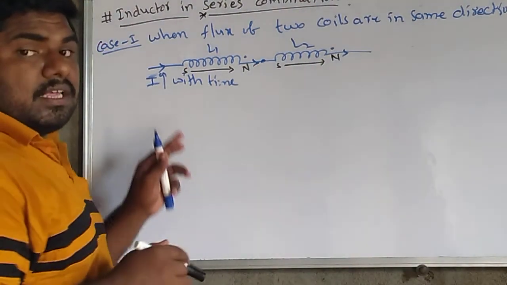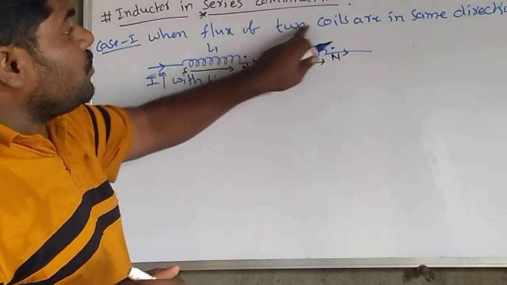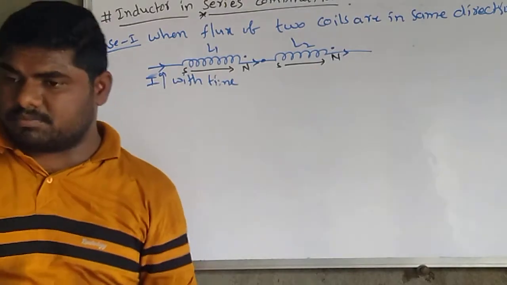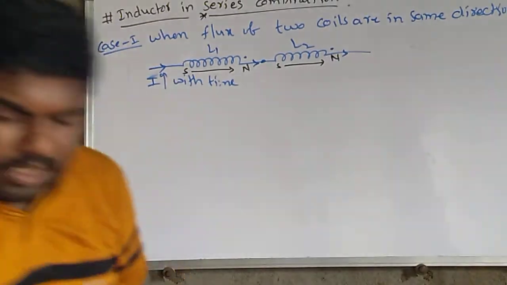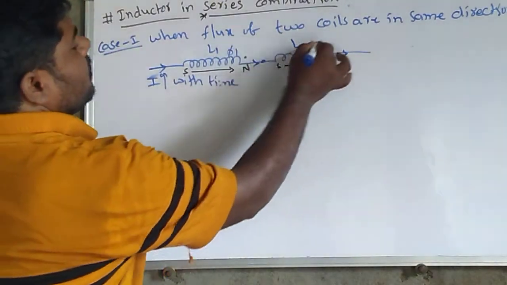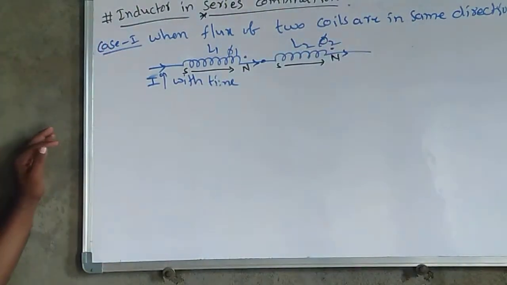When the flux of the two coils is in the same direction, this direction and this direction are both the same. Here is the flux phi1, and here is the flux phi2.